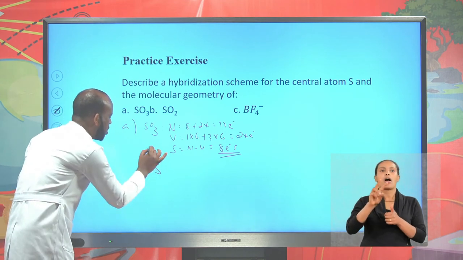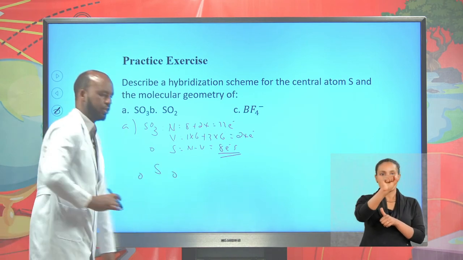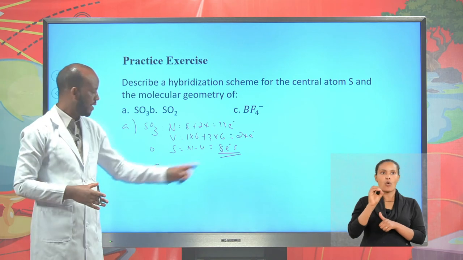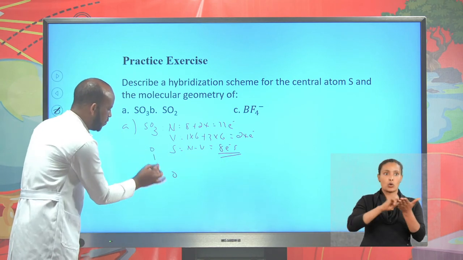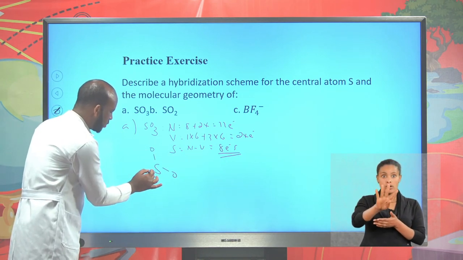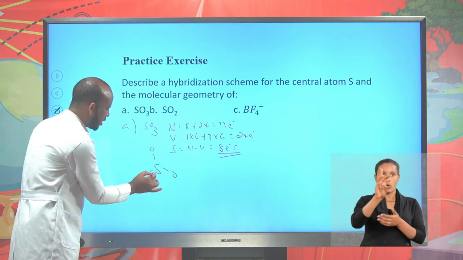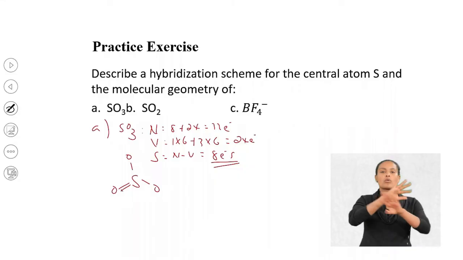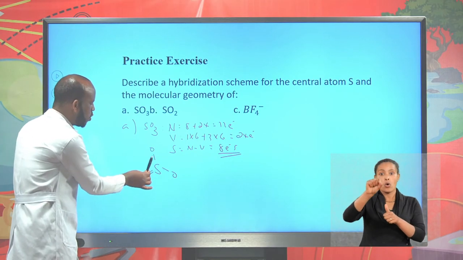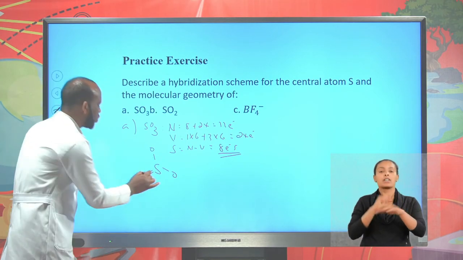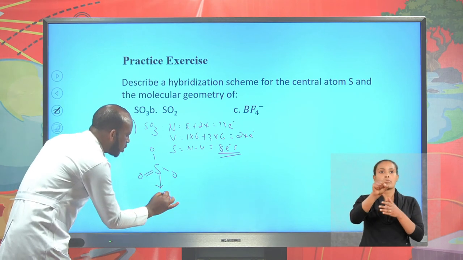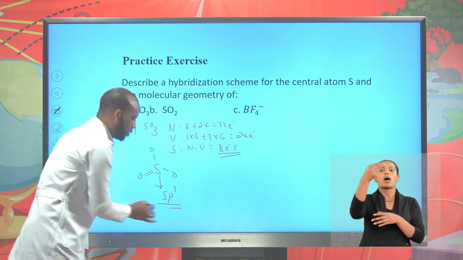8 electrons are shared between one sulfur and 3 oxygen atoms. Sulfur, then oxygen, oxygen, oxygen. You see? 8 electrons. 2, 4, 6, 8. One of these is a double bond. Now, count the number of charge clouds on the central atom. How many charge clouds are there on the central atom? Sulfur: 1, 2, 3. Therefore, sulfur undergoes sp2 hybridization.